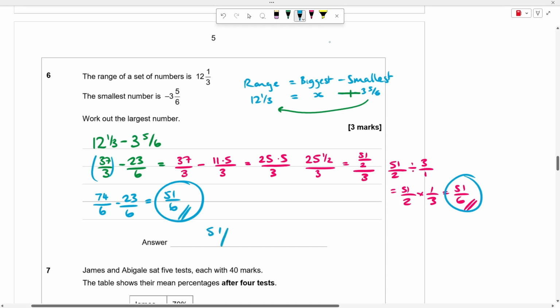And then again, whether it wants me to write this as a mixed number is entirely up to you, because it does not specify. So what I will then do is write this as 17 over 2, or I can write this as 8.5. So any of those answers would be absolutely fine.